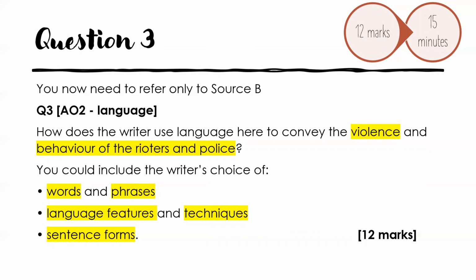So the first keyword is we're looking for things that convey the violence, and then we're looking for things that might tell us about the behaviour of the rioters and police. So really there's sort of 3 key things we're looking at: the violence, the rioters, and the police. And then within that, we can look at words and phrases. We can look at any language techniques, which generally are harder to spot in this particular paper and this particular question than paper 1. So really our focus is going to be primarily words and phrases, but if we find the other 2 things, so language features and sentence forms, we can comment on them as well. It is not essential that you comment on all 3 things. It can obviously help you to have a more varied response, but it is not essential.